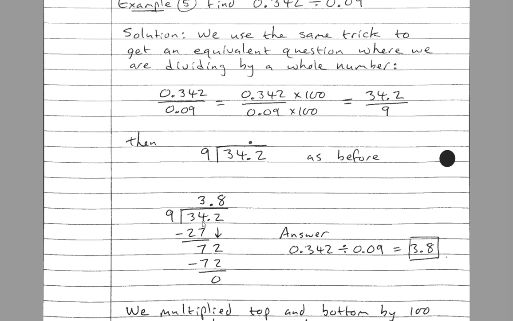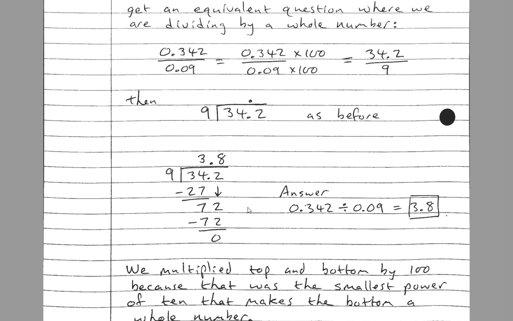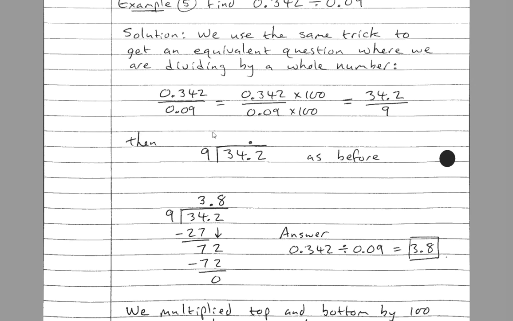9 into 34 goes 3 times. Put the 3 above the 4. 3 times 9 is 27. Subtract, that's a 7. Bring down the 2. 9 into 72 goes 8 times. The remainder is 0. So the answer is 3.8. Okay, so we don't need to do any more adjustments with the decimal point. We don't have to move it back 2 places.